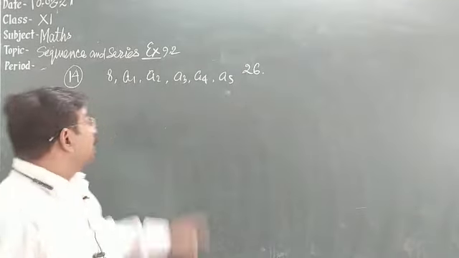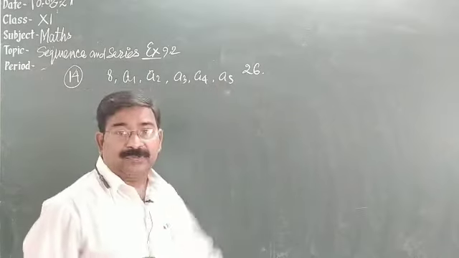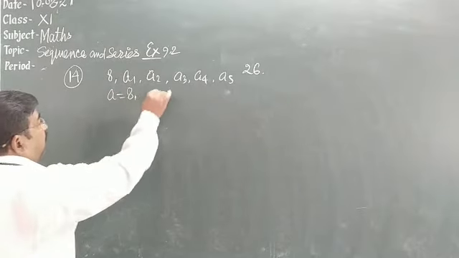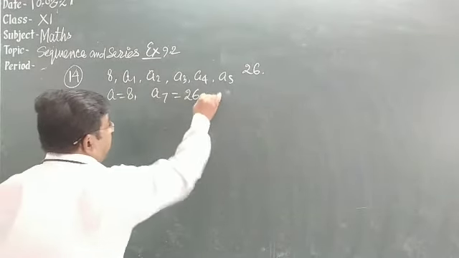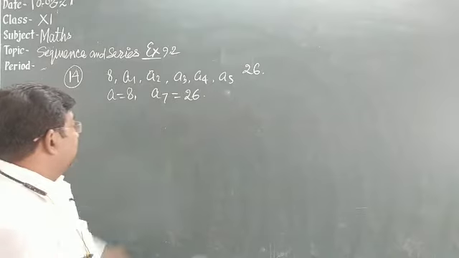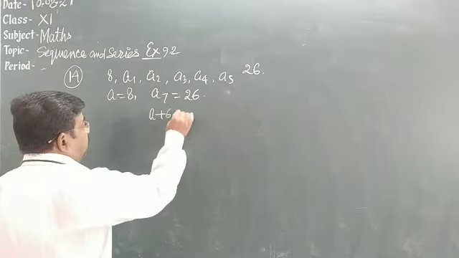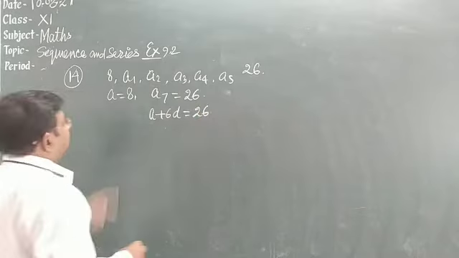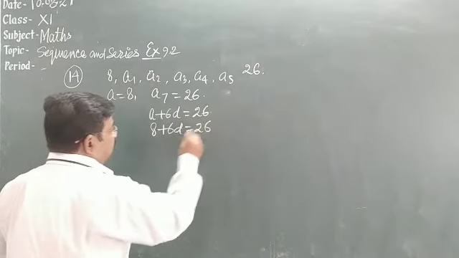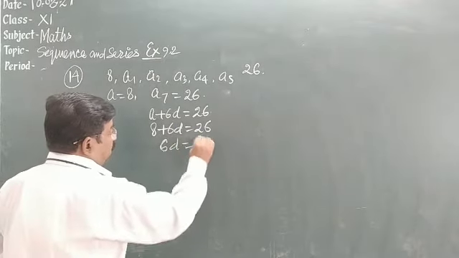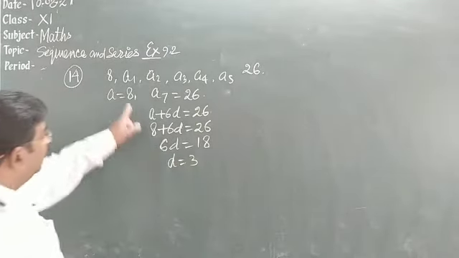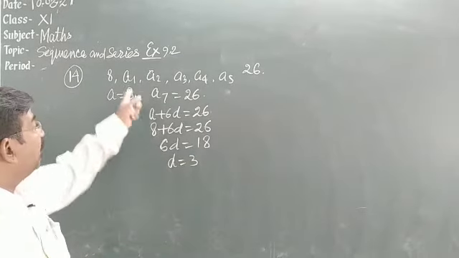Now how many terms are there in total? 1, 2, 3, 4, 5, 6, 7 terms, in which we have a equal to 8 and A7 equal to 26. This is the 7th term. Now A7 means a plus 6d is equal to 26. We have a as 8, so 8 plus 6d is equal to 26. 6d is equal to 18, that is 26 minus 8. So d is equal to 3. So we have got a and we have got d, so we can find all the terms.